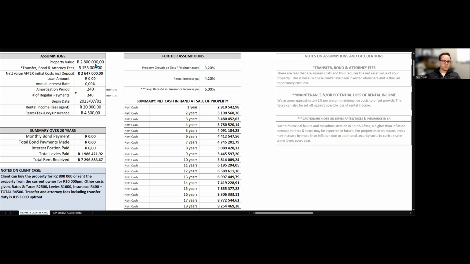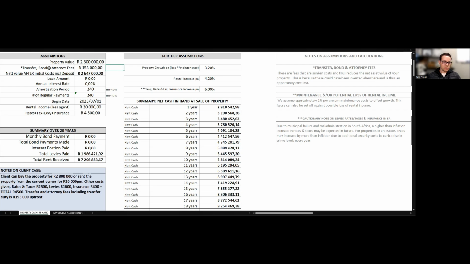So in this calculator, we're going to focus on buying this property as an investment choice. In other words, buying it as a rental property, and then this person will not live in that property and will have to find alternative accommodation. Right, so in this case, the property value is 2.8 million. The transfer, bond and attorney's fees is 153,000 Rand.